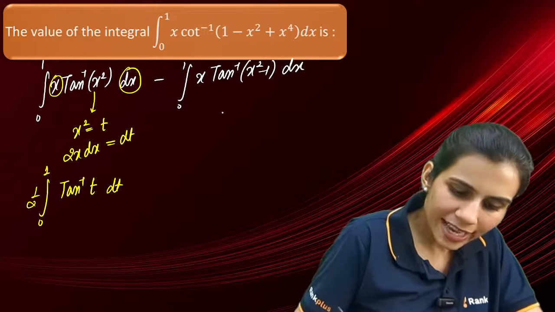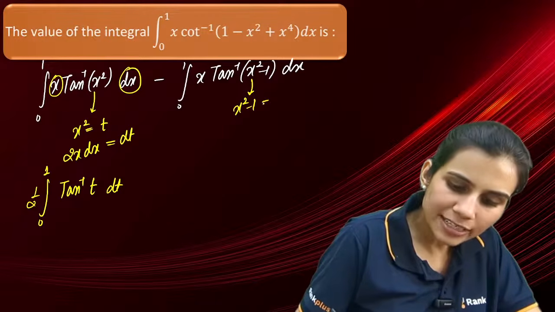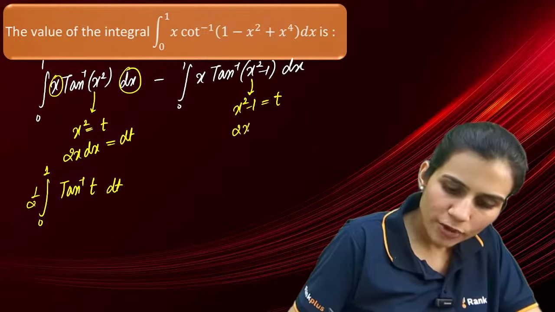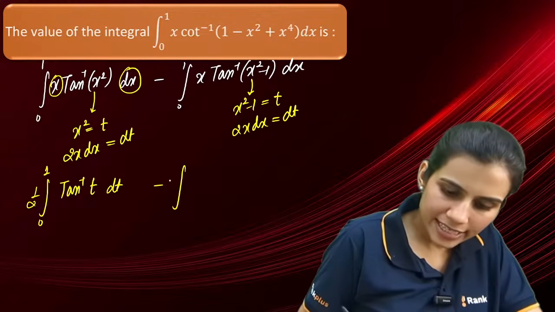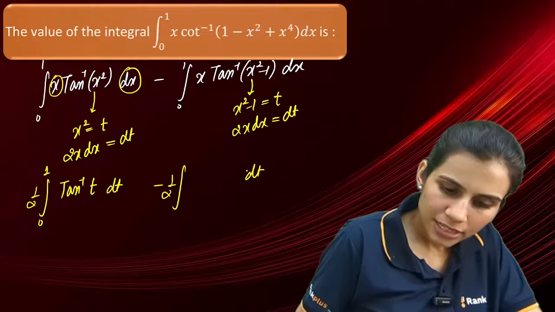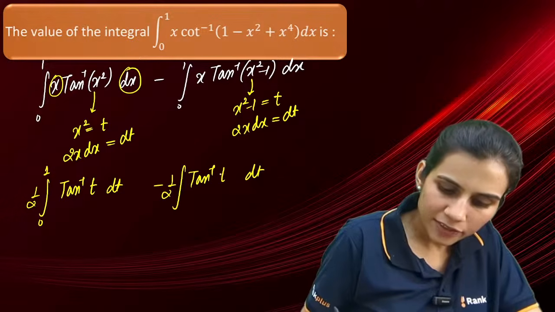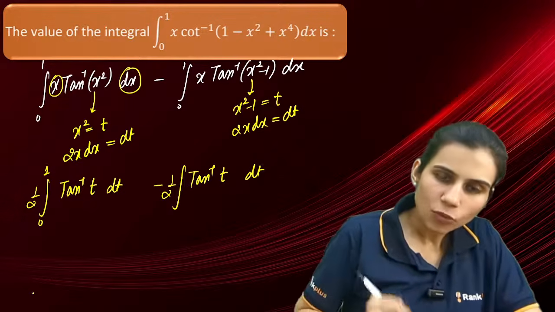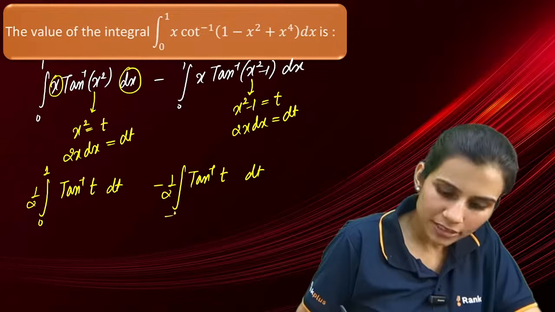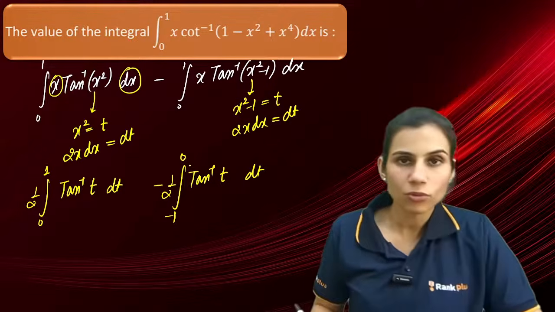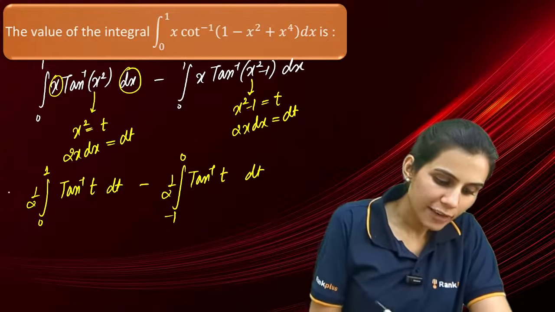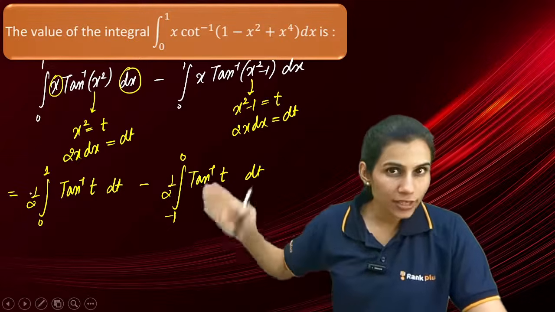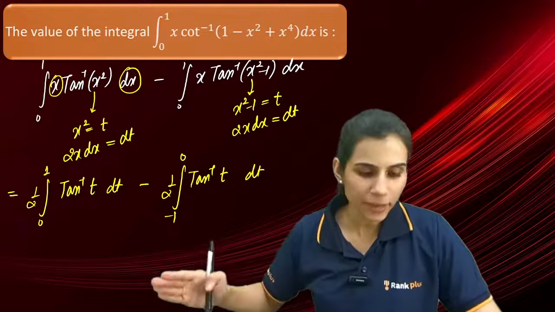Now here again, you take x square minus 1 as t. So 2x dx again is dt, so x dx is dt by 2, and this is tan inverse t again. What about the limits? When x is 0, this is minus 1. When x is 1, this is 0. Oh, the problem is the limits. If the limits would have matched, I would have got the same expression, ditto photocopy.